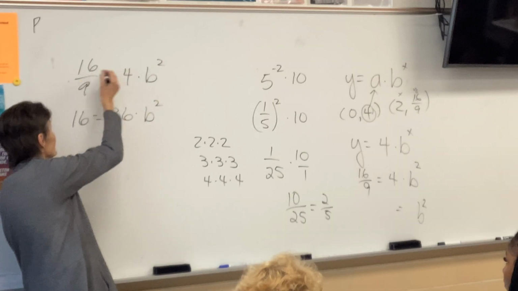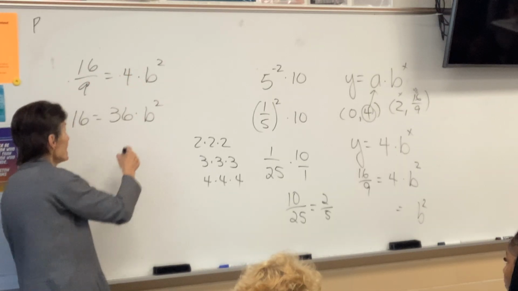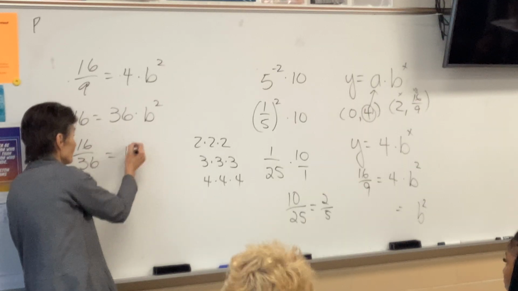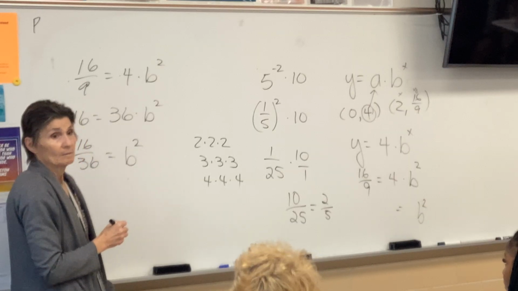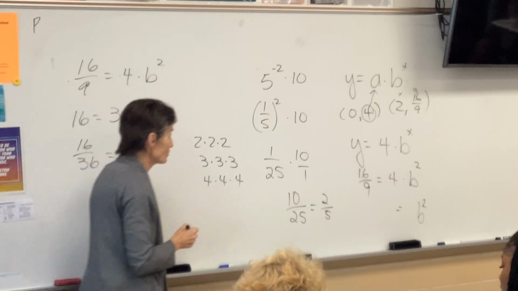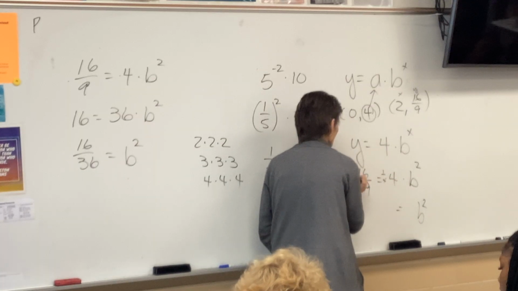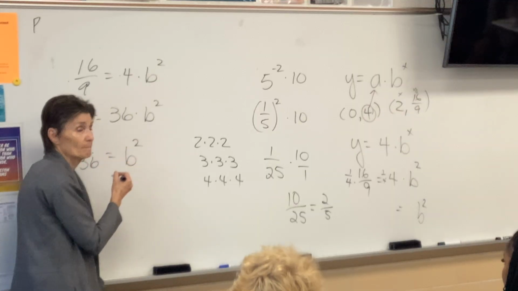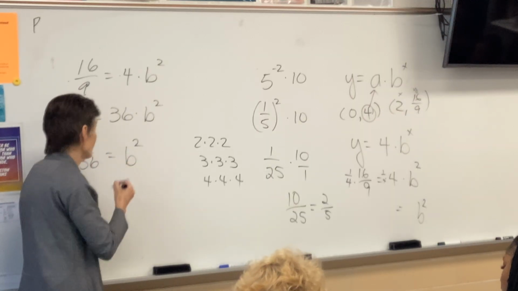If I multiply both sides by 9, then I can divide by 36, and now my B squared is by itself. You could also, if you're comfortable doing it, multiply both sides by 1/4, and you get exactly the same thing, 16 over 36. Then what?